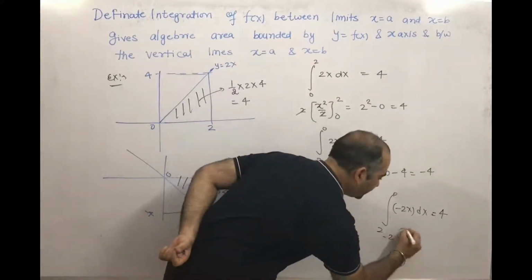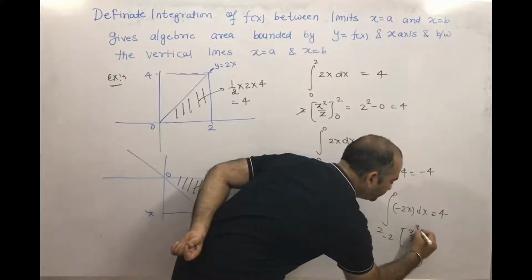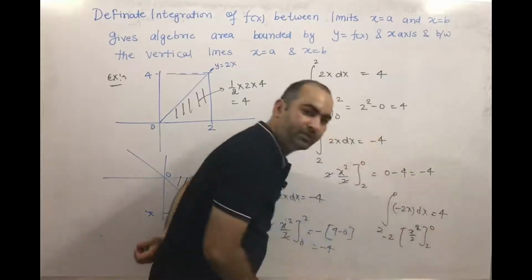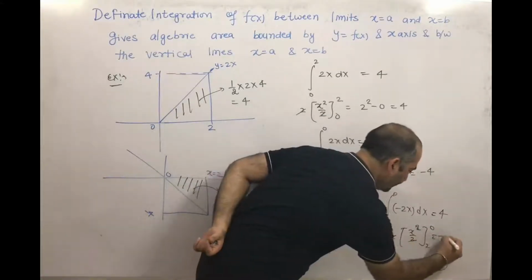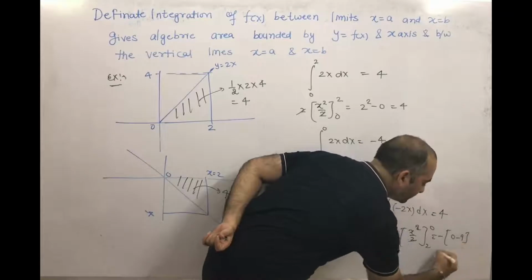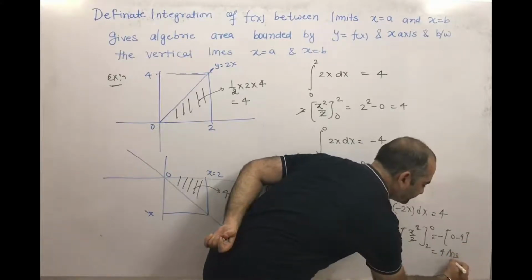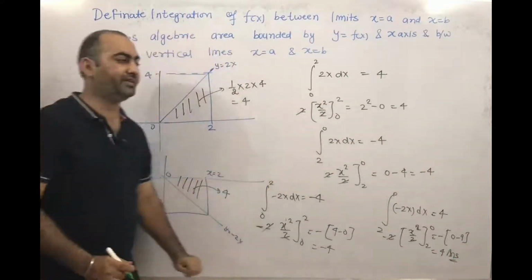And if you want, you can check also. Minus 2 is outside, this will come x square by 2, limit 2 to 0. So the 2 gets cancelled. What will come here? Minus 0 minus 4, so 4. This is your answer. So this is your definite integration.